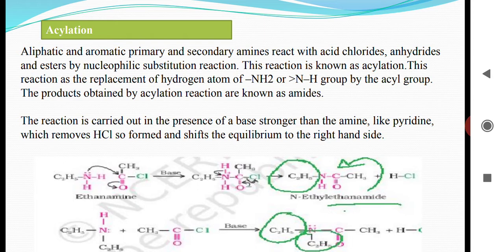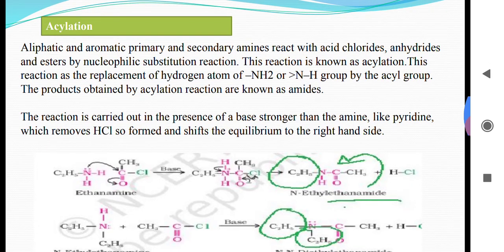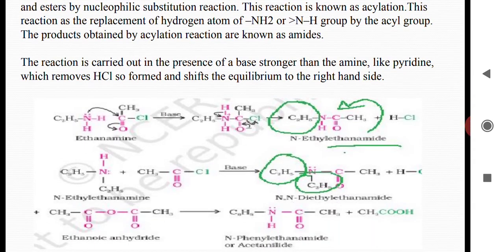Again, nucleophilic substitution reaction, why? Because amines carry a lone pair of electrons, because of which they act as nucleophiles. This reaction is known as the acylation reaction, and here you can see that there is a replacement of hydrogen of the NH2 or NH group. Okay, you can see here one of the hydrogens has been replaced. And the product obtained by acylation is known as amides. You can see here in this reaction a base has been used which removes the HCl as soon as it is formed, in order to shift the reaction towards the right hand side, right?